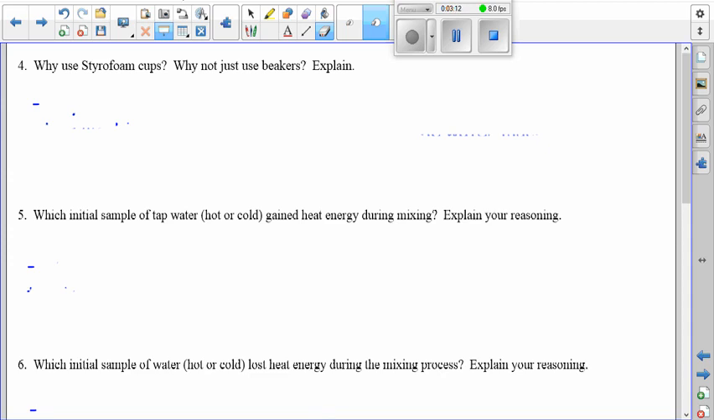AJ, get you next Trinity. The styrofoam is a better insulator, so when you're holding it around, it changes less with the ambient air than it would if it was in a beaker. Okay, yeah, so we're dropping the term insulator there. Is that what you're going to kind of go with?